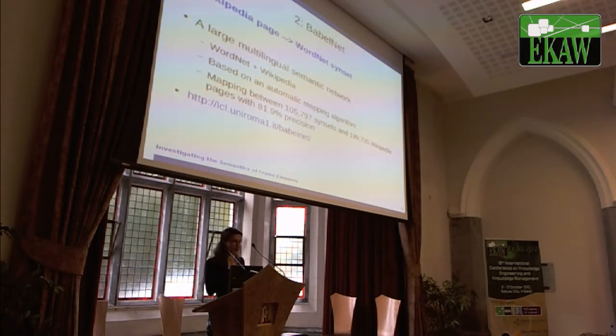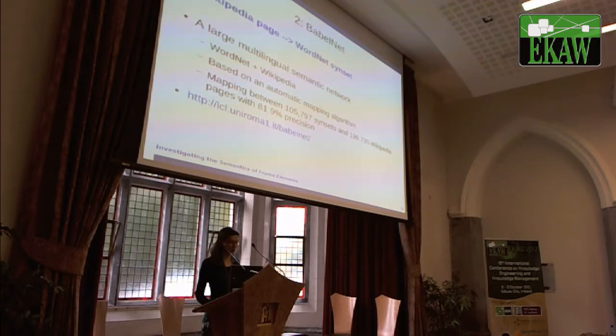When we have a Wikipedia page, we want to get to a WordNet synset. For this purpose, we use BabelNet, which is a large multilingual semantic network. And here in this work, we are not really using the multilinguality aspect of this resource. What we're using is the mapping between WordNet synsets and Wikipedia pages, which BabelNet provides with quite a high accuracy. Again, that's available online. That's a resource.